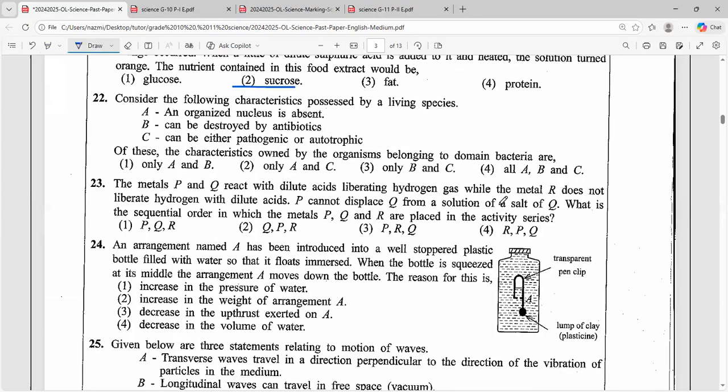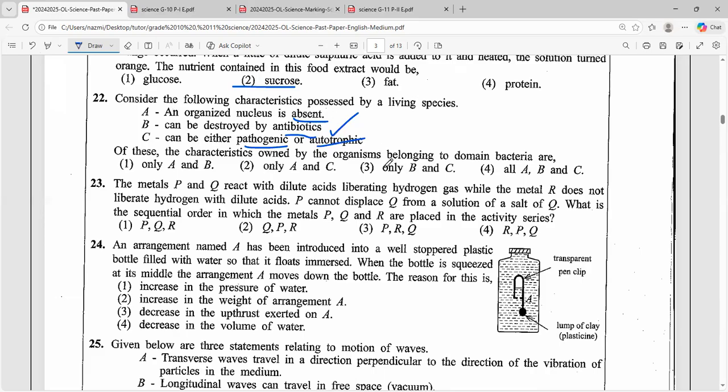Consider the following characteristics possessed by a living species. Organized nucleus is absent, can be destroyed by antibiotics, can be pathogenic, that means can cause diseases, or autotrophic. So what are the characteristics coming for domain bacteria? Domain bacteria is, they can be destroyed by the antibiotic.